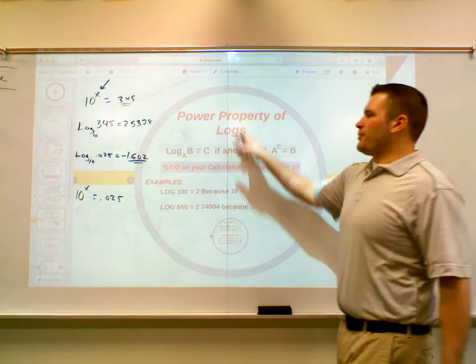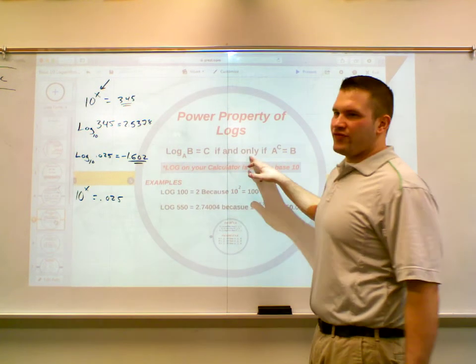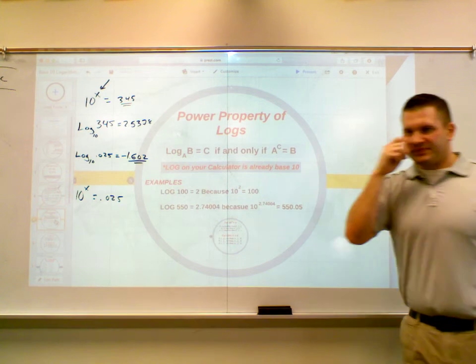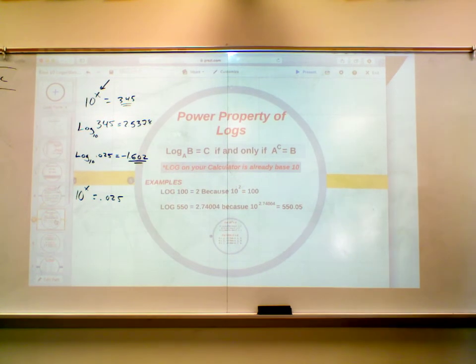The power property of logs. This right here. Log base A of B equals C if and only if A to the C equals B. Okay? And Gabby, if you Google power property of logs song, then you'll see it. Log base A of B equals C if and only if A to the C equals B. It's the same thing we have written down already.